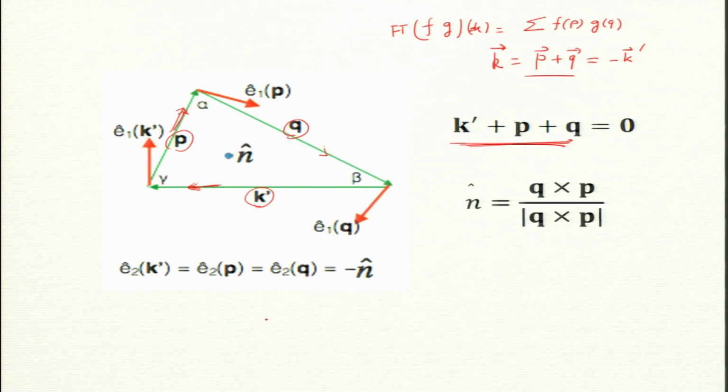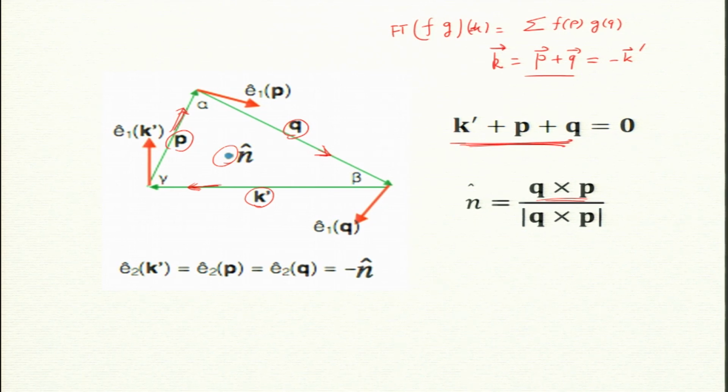So, I will choose n cap. I want to use Kriya-Haring, that means I need n cap, without that I can't proceed. So, n cap uses q cross p. Q is coming this way, and q cross p will be perpendicular to the plane, above the plane, like this. So, this is n cap. Now, we can construct E1, E2, E3 for each k vector.